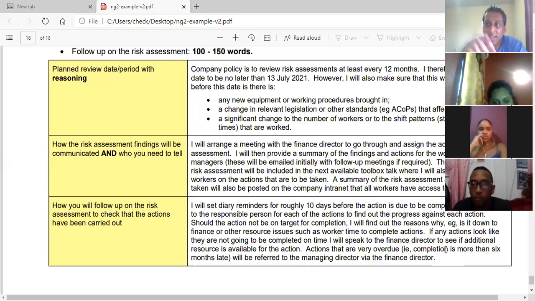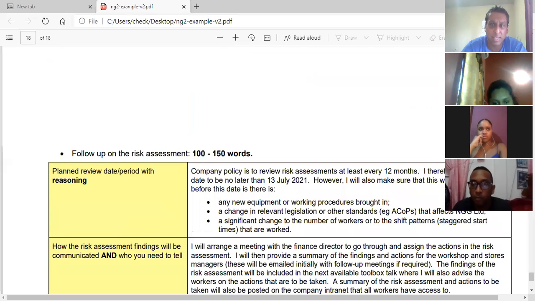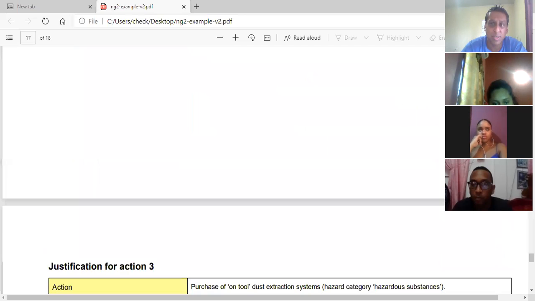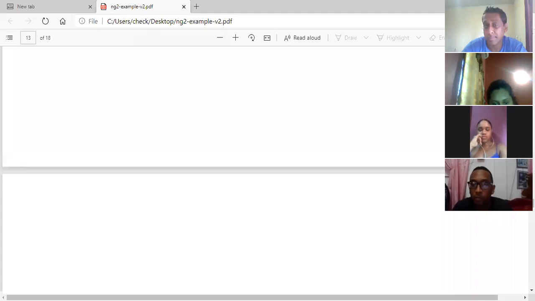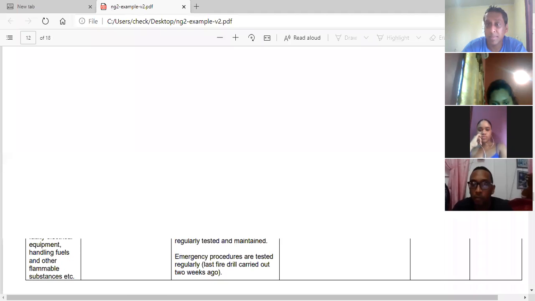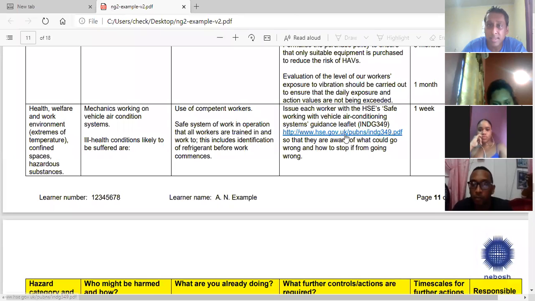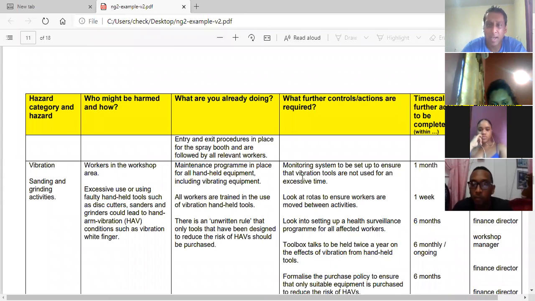Then if you go back up to the action I was talking about, what they're talking about here is on the table. This is something like this then, right? So let me get a better one, right? So like monitoring systems to be set up to ensure that vibration tools are not used for an extensive time, 1 month.